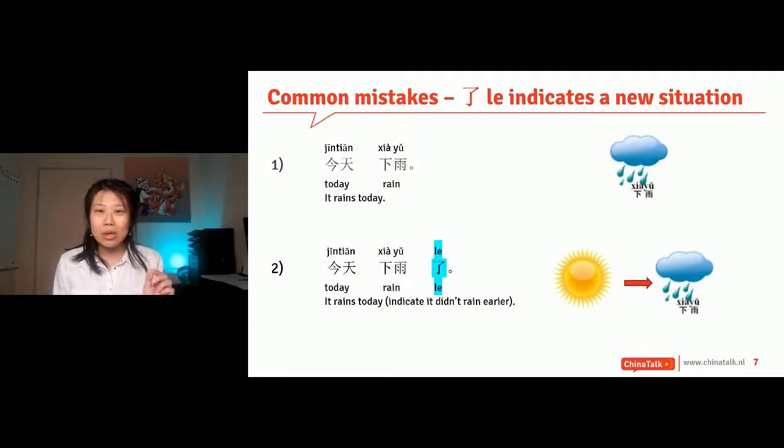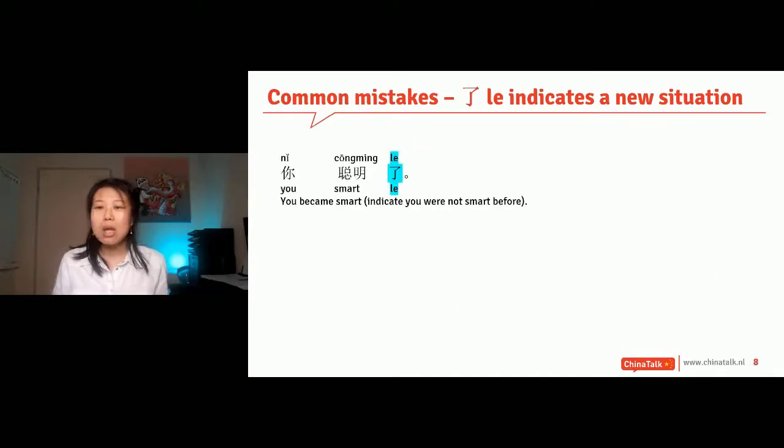So the key word is: do you want to indicate a change? Do you want to indicate this is a new situation? If you want to indicate this is new, before was different, then 了. If you don't want to indicate the difference, don't use 了, otherwise it's wrong. Look here, we have a sentence, 你聪明了, which indicates that you were not smart before. So remember, to indicate a new situation, use 了.